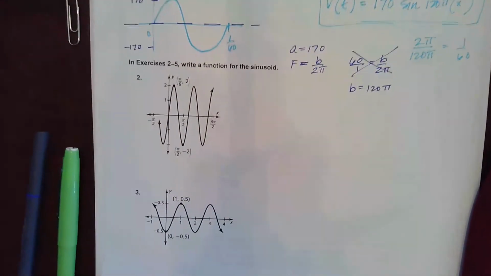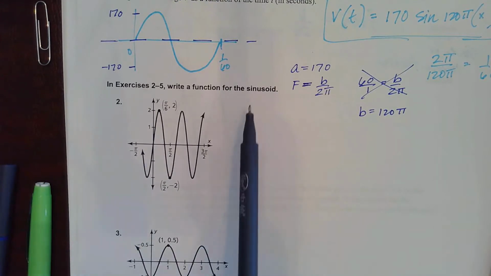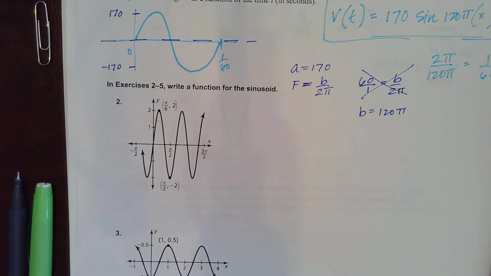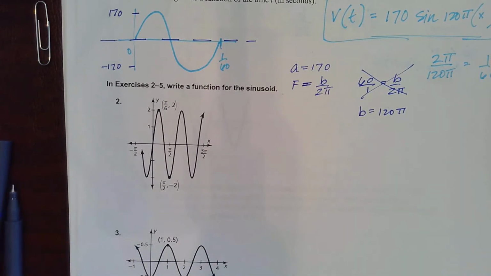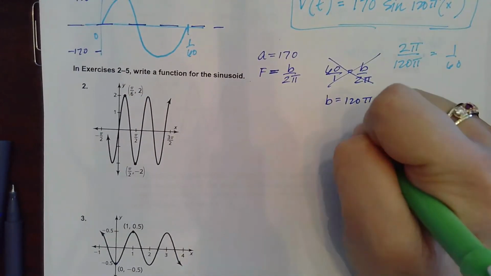All right, so let's practice a few more. In number 2, it says write a function for the sinusoid. So again, this means you can write a cosine function or a sine function. And there are going to be times in which one is better than the other. All right, so here are my steps. I like to write down a game plan.